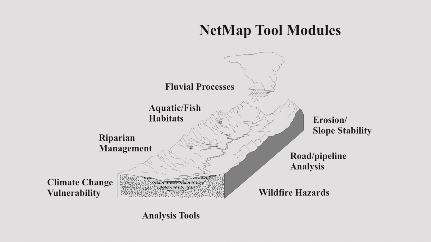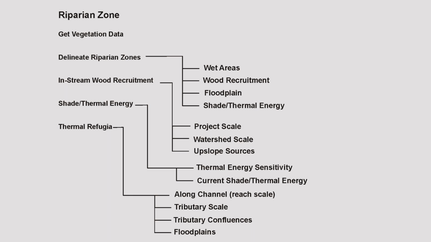So the modules in NetMap cover fluvial processes, aquatic habitats, riparian, erosion and slope stability, which Dan touched on, roads, pipelines, wildfire, and climate change. This morning, we're going to talk about the riparian management component. This is a toolkit that sits in ArcMap.